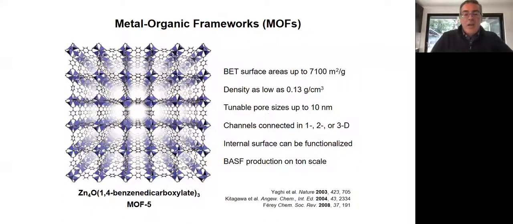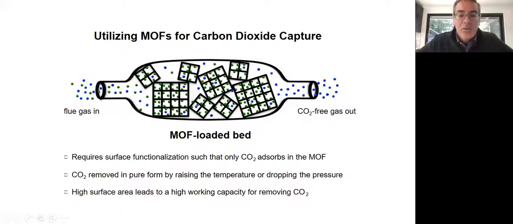And for using a porous solid material like this, the way that you would implement this in a CO2 capture process, the simplest way would be you could just fill a column with the material and bring the flue gas in one side. And if you've done your job as a chemist, right, then only CO2 will stick to this very high internal surface area of the material. And the other gas molecules will come out in purified form. And as you run the gas through the bed, eventually you'll fill up the MOF, and you'll then need to desorb CO2 in a pure form. And to do that, you'll either raise the temperature or drop the pressure of the bed. And once you release CO2, then you'll start again and capture more.